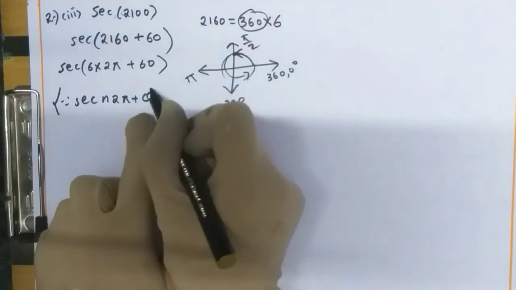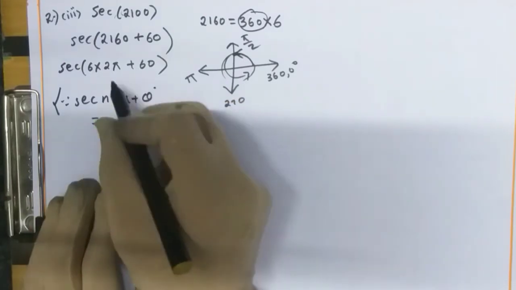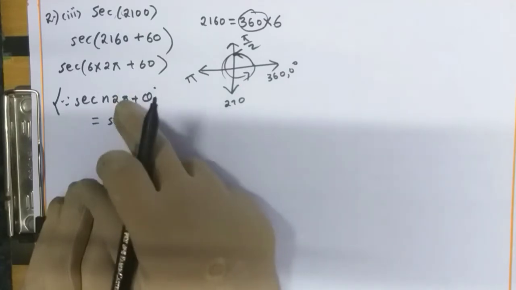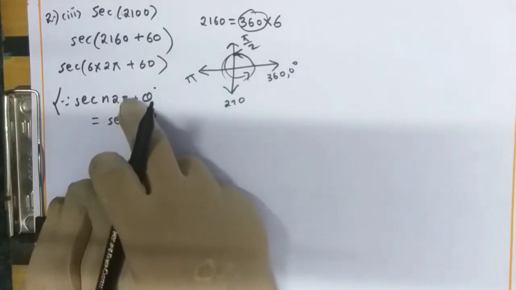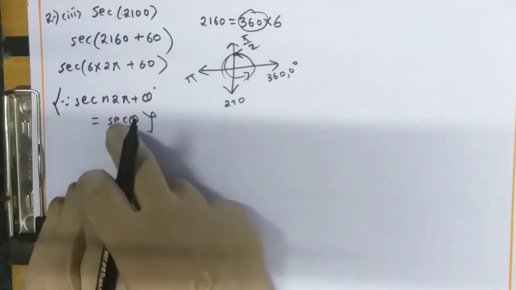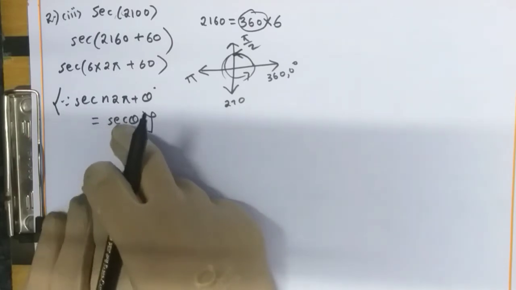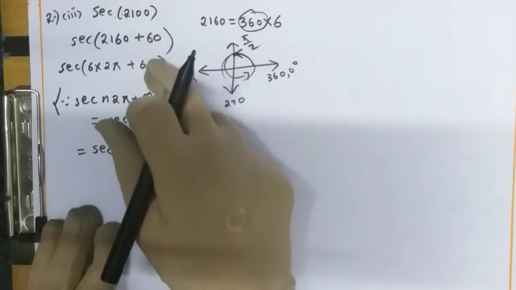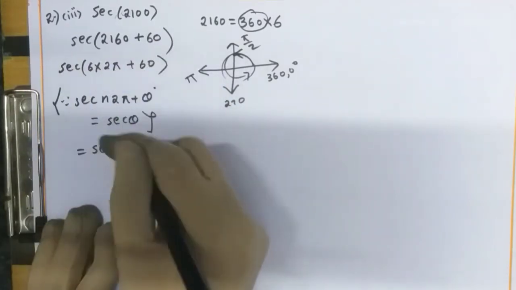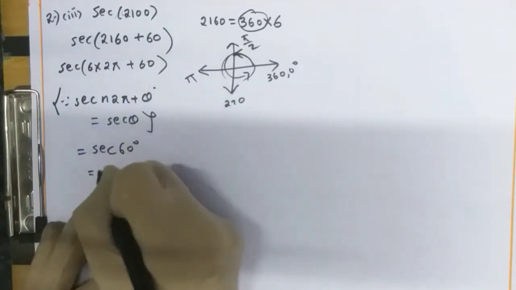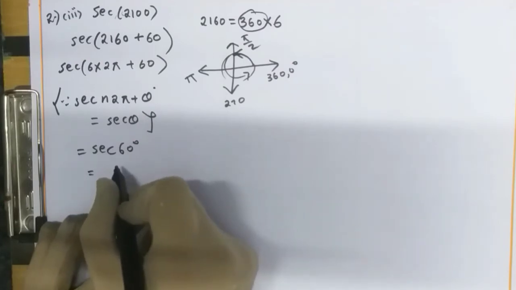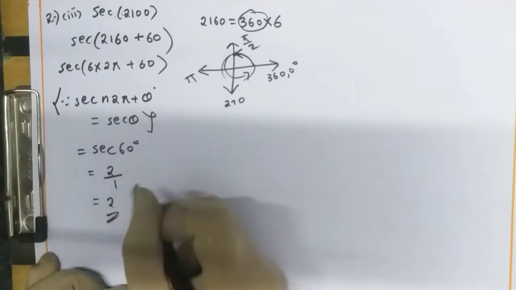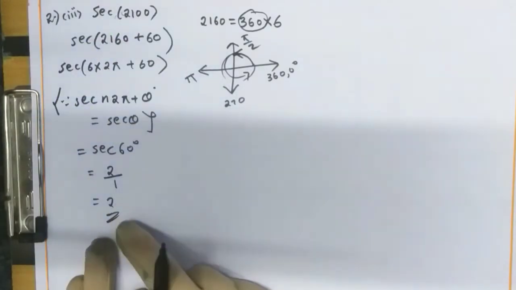We know secant is positive in the first quadrant, so we will have secant theta only, and secant will remain secant only because here the angle is 360. Whenever we have 360 or 180, we should take the trigonometric ratio as it is. So my answer is secant theta. What is theta here? Theta is 60, right? So secant 60 I have. What is secant 60? Cos 60 is 1 by 2, so secant 60 will be 2 by 1. So my answer is 2. So the value of secant 2100 is 2.